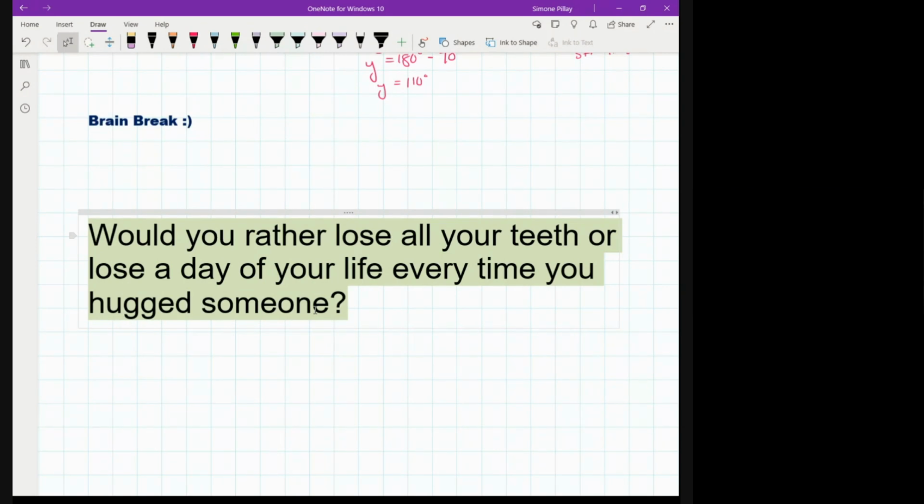Lose all my teeth. Give hugs a lot. Lose all my teeth. Why is everybody saying lose my teeth? What is even the question? Would you rather lose all your teeth or lose a day of your life every time you hug someone? Guys, honestly, you can just stop hugging people, you know? Like, imagine now you're losing all your teeth. Now you can't even eat properly. Like, I don't know, that just feels like a lot.